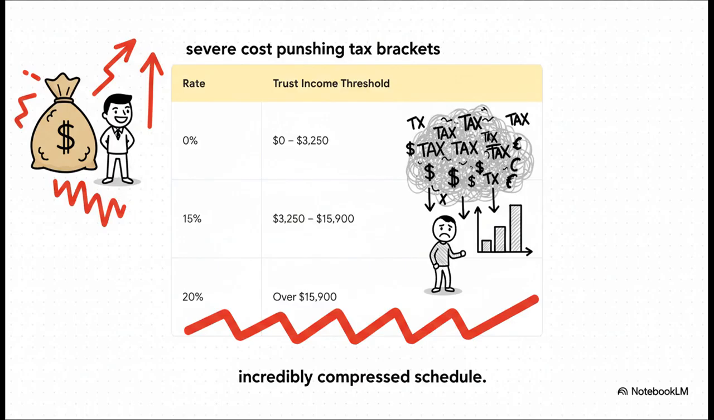And what's wild is just how punishing the tax brackets are for trusts. I mean, look at this. An individual doesn't hit that top 20% long-term capital gains rate until their income is over $500,000. A trust hits that same 20% rate after just $15,900 of income. It is an incredibly compressed, very unforgiving schedule.